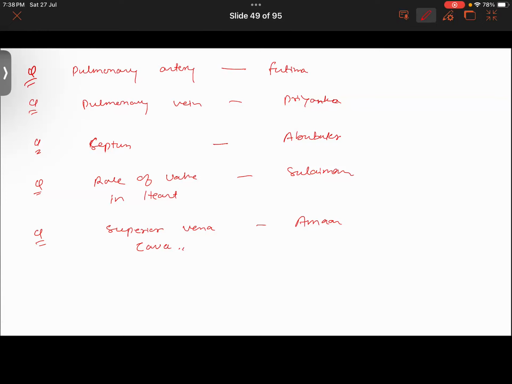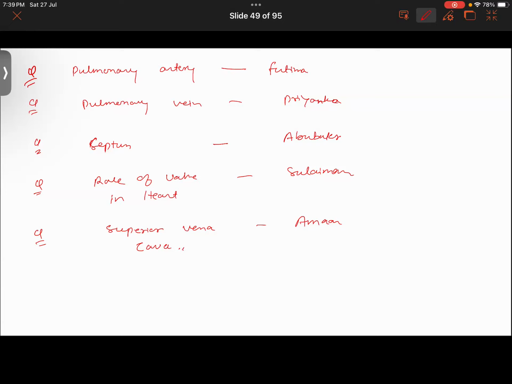flowing back to the heart after blood would have been pumped out of it. Yes, sir. After blood would have been pumped out of it. Good. Next.